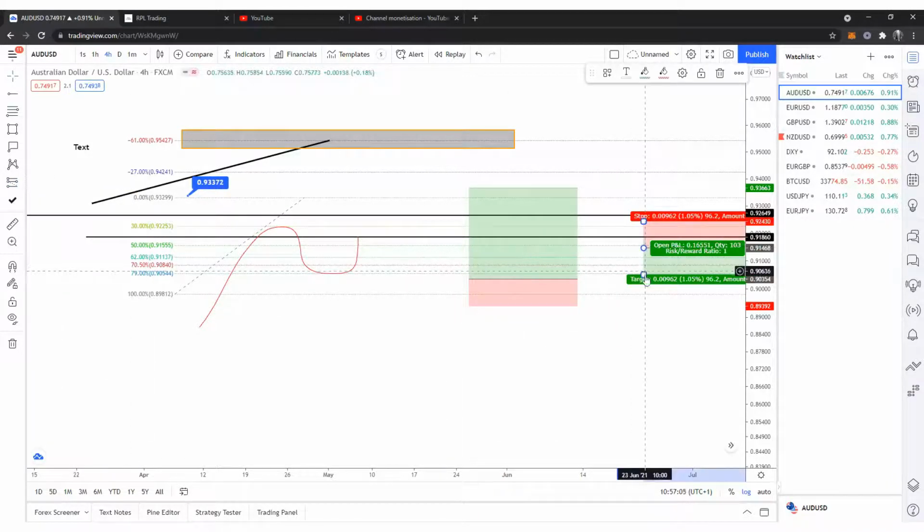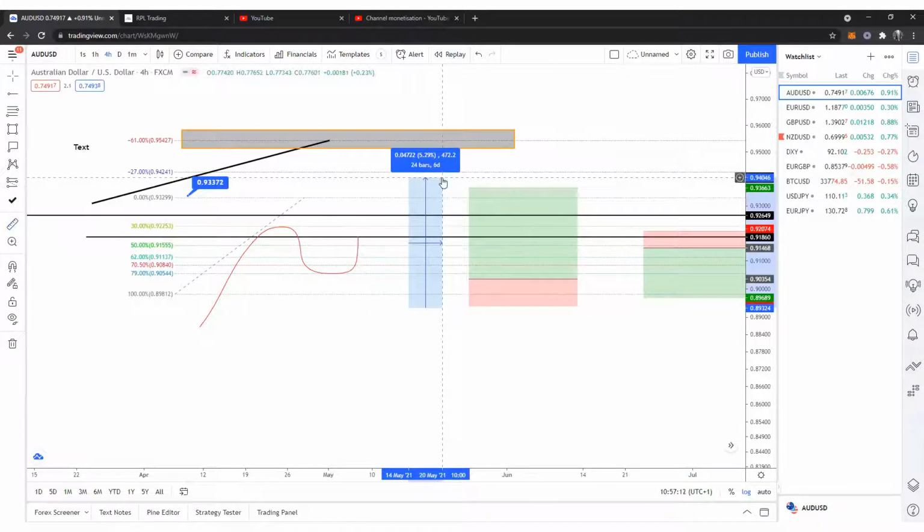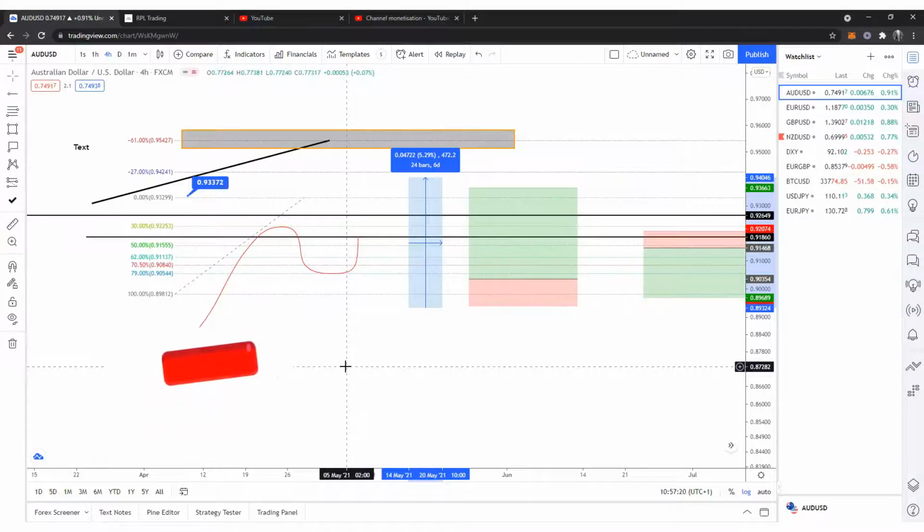Short position, work out risk to reward of selling. We then have the measuring ruler to identify how many pips the move has done. We then have the magnet tool. These are the tools that we use to trade day to day in the Forex market.